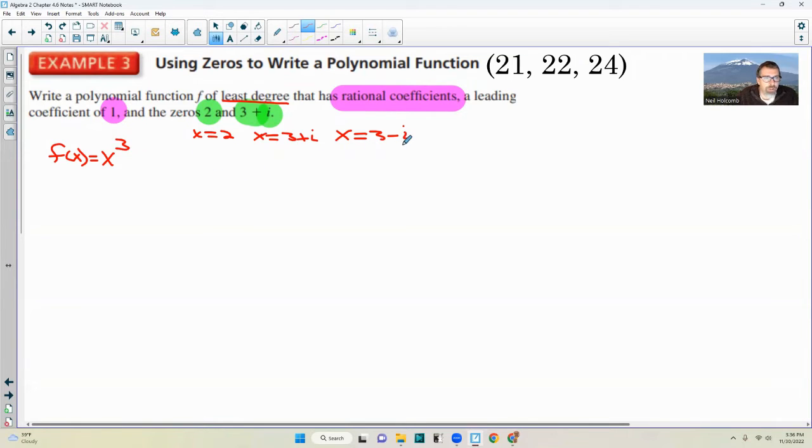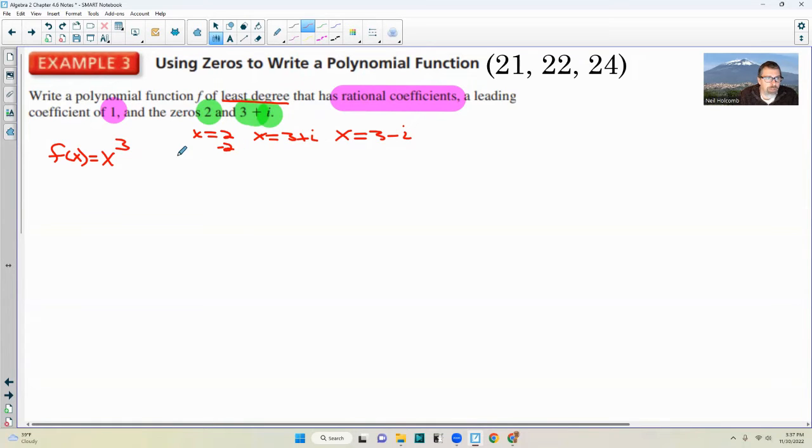So in order to solve this, you want to get all of these equal to 0. So you take all of your factors, set them equal to x. So you say x equals 2, x equals 3 plus i. Complex conjugate theorem tells me x equals 3 minus i. And now I want to get 0 on one side.